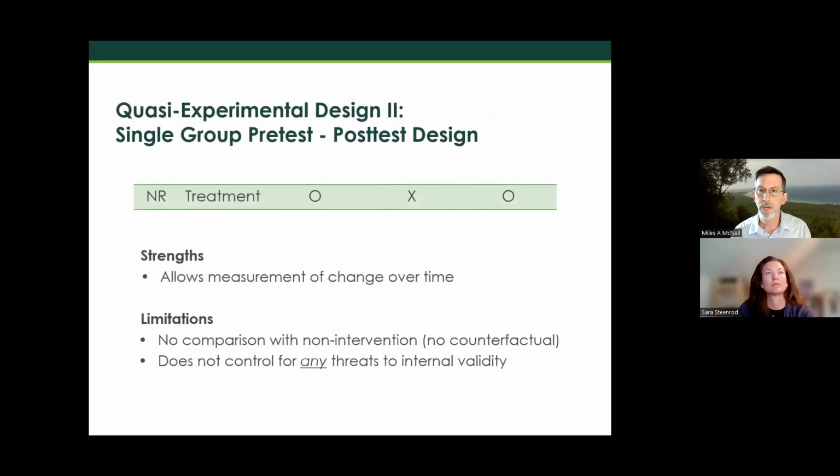Here is a very popular design in broader impact evaluation. This is the single group pretest post-test design. This is used countless times. Its strengths are that it allows for measurement of change over time. So that's positive.